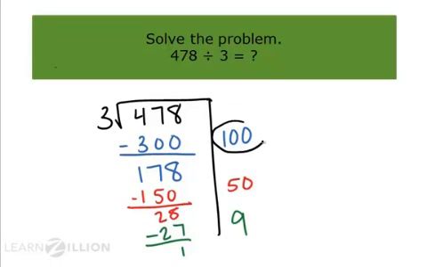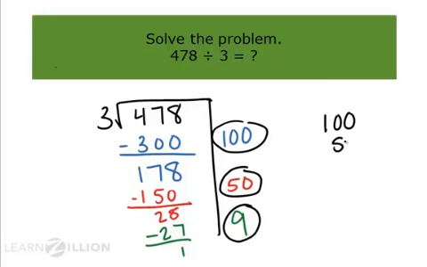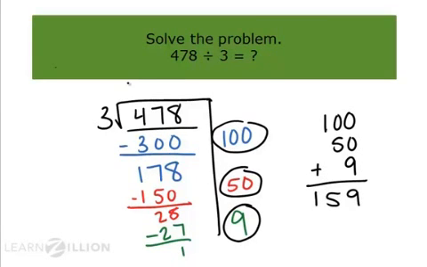So I first had 100 groups of 3, then 50 groups of 3, and then 9 groups of 3. So I need to add all of these values together to determine how many groups of 3 were in all of 478. Once I add this, I see that there were 159 groups of 3 in the number 478. But I can't forget about this remaining one that I had left over in the problem. So our answer is going to be 159, remainder 1. I can now say that 478 divided by 3 is equal to 159 with a remainder of 1.